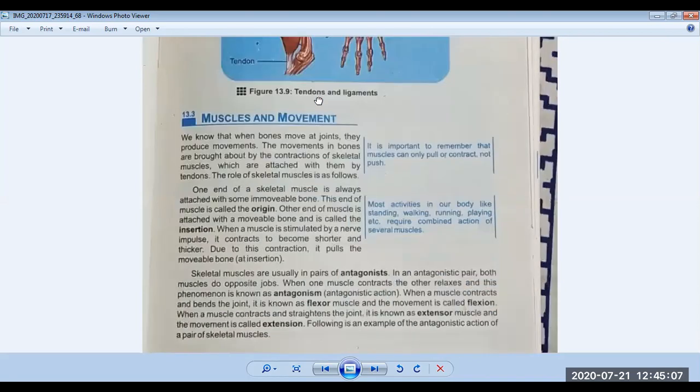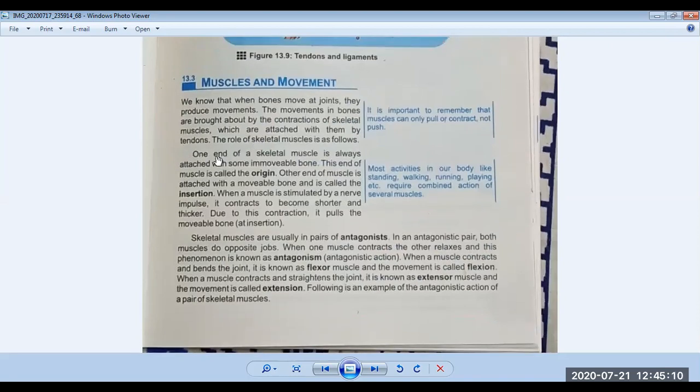Now come to your paragraph. First point: one end of a skeletal muscle is always attached with some immovable bone. This end of the muscle is called the origin, as I have shown in the figure. The other end of a muscle is attached with the movable bone and is called the insertion. Now I will go again to the diagram.